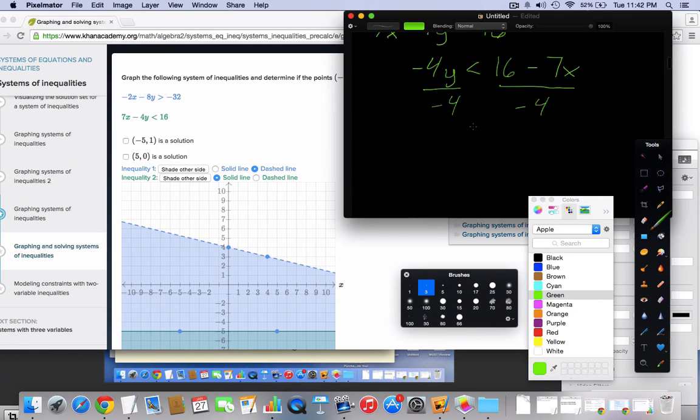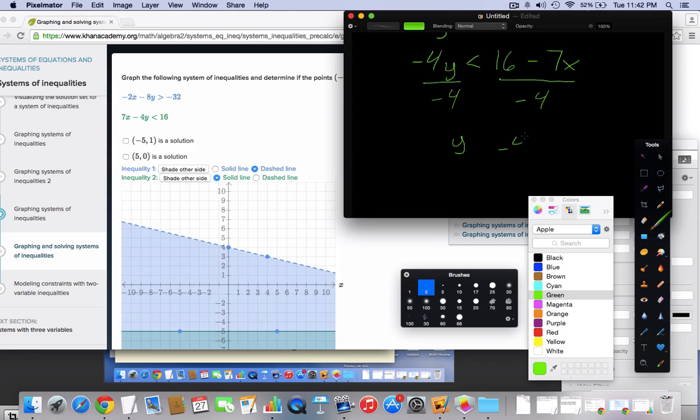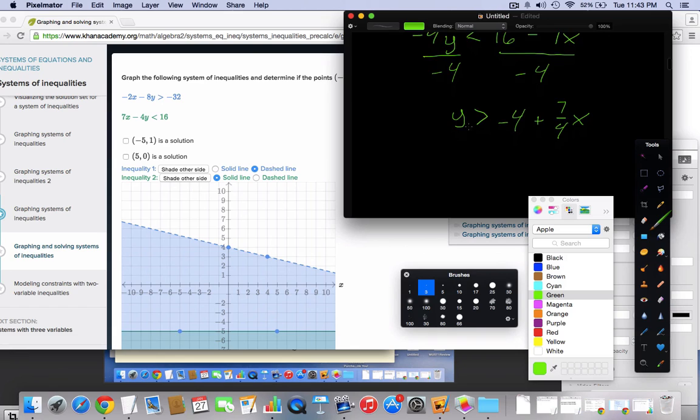And the same thing happens here. Negative 4 over negative 4 is positive 1. We're turning the coefficient of y from a negative into a positive. Positive 16 over negative 4 is going to be negative 4, because 16 divided by negative 4 is negative 4. And then negative 7 over negative 4 is going to be positive 7 over 4, since two negatives make a positive. So, since all of our signs were flipped, negative to positive, positive to negative, negative to positive, this less than should turn into a greater than sign. So now we have y is greater than negative 4 plus 7/4 x.